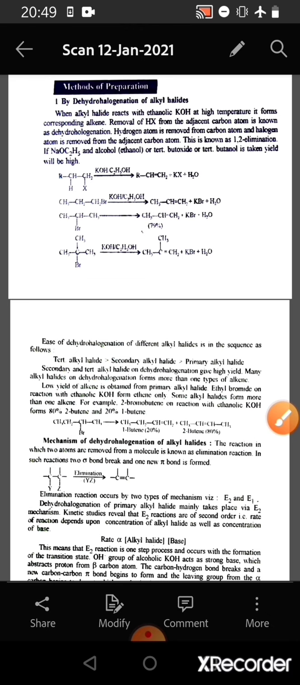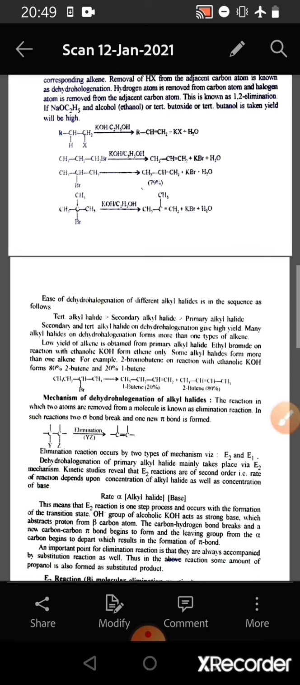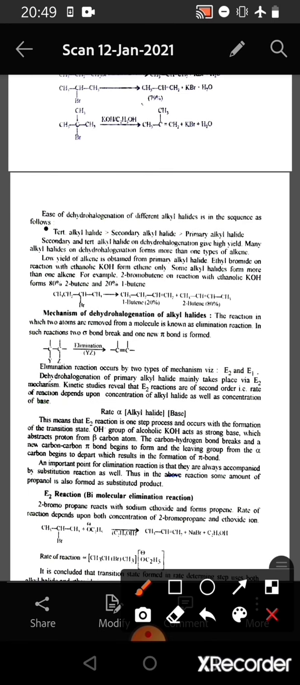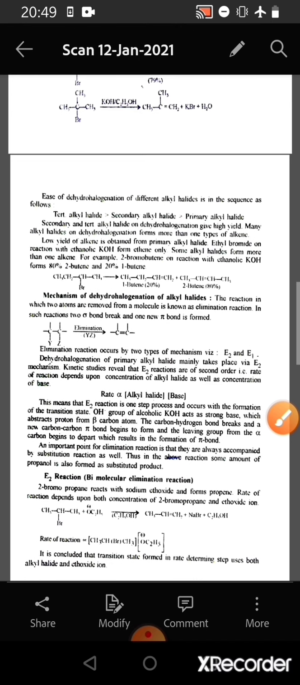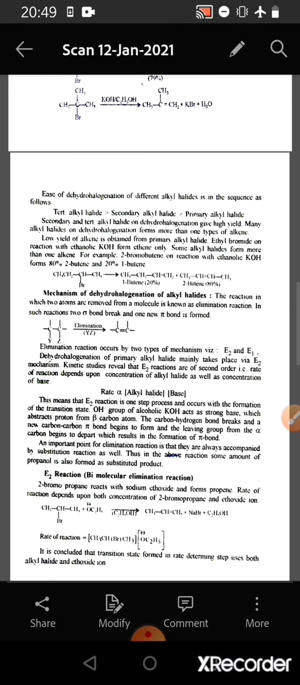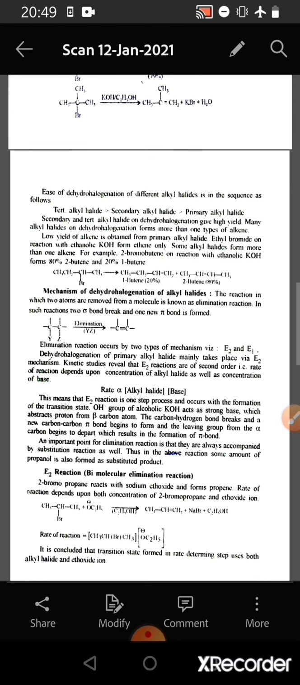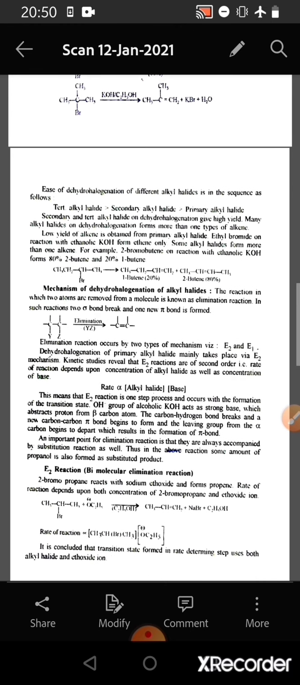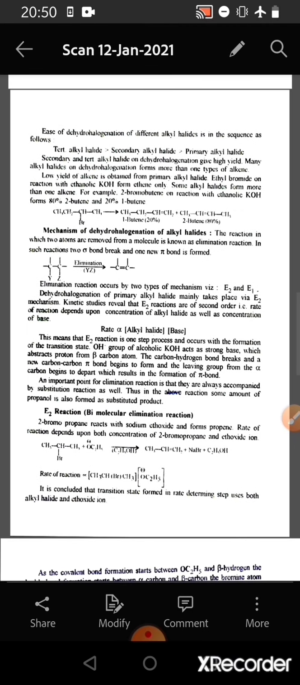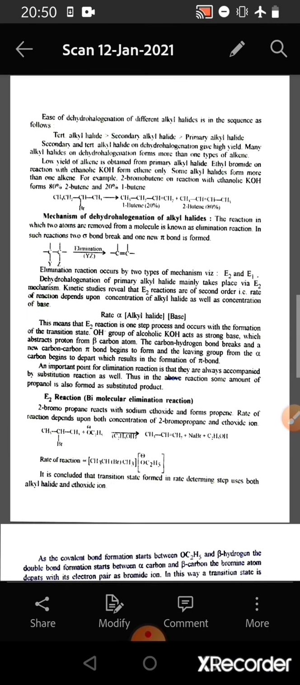And it is seen that the ease of dehydrohalogenation of different alkyl halides is in the sequence that tertiary alkyl halide dehydrohalogenation is faster than that of the secondary alkyl halide, and the ease of dehydrohalogenation of the secondary alkyl halide is higher than that of the primary alkyl halide. Secondary and tertiary alkyl halides on dehydrohalogenation give high yield. Many alkyl halides on dehydrohalogenation form more than one type of alkene. Low yield of alkene is obtained from primary alkyl halide.